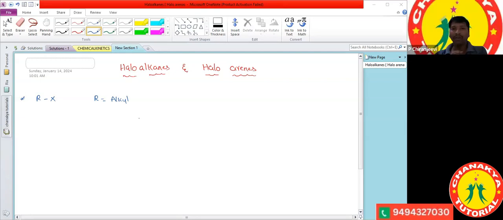Very good, Aditi. Saturated hydrocarbons have carbon-carbon single bonds. Unsaturated hydrocarbons have multiple carbon-carbon bonds, either double or triple bonds. Now you have clarity, everyone.